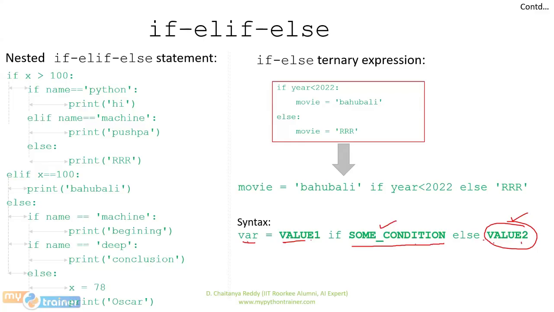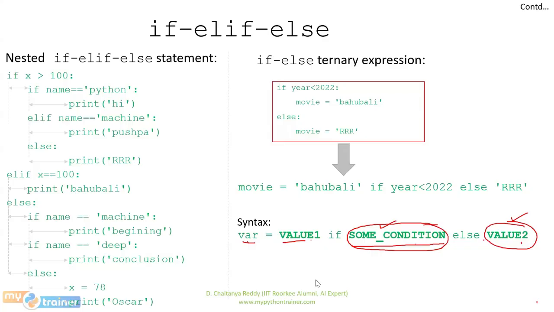Don't change anything here. Of course, condition means not only one condition, you can use multiple conditions with and, or combinations, or variables, anything. But it should evaluate to either true or false. Clear? Anyone have any questions on this so far? The if-else ternary expression.